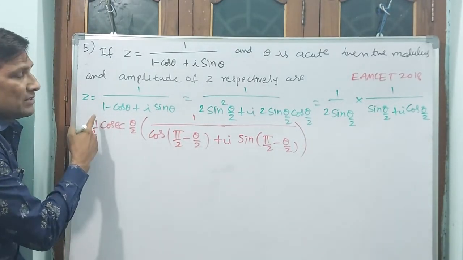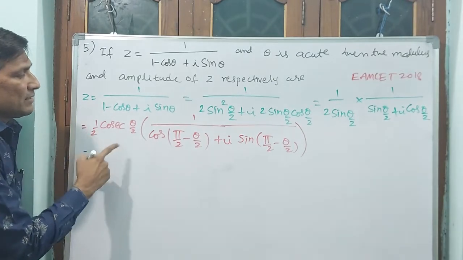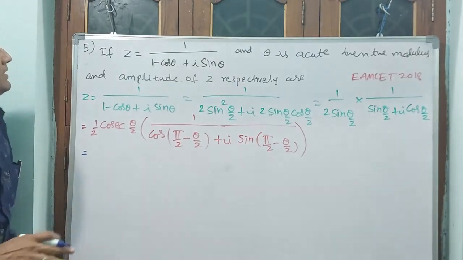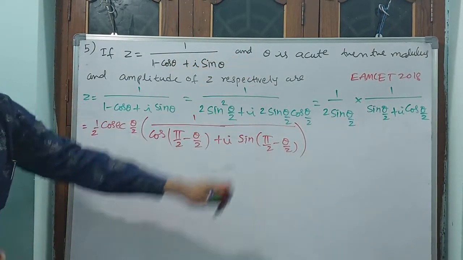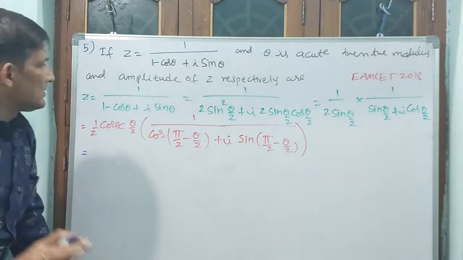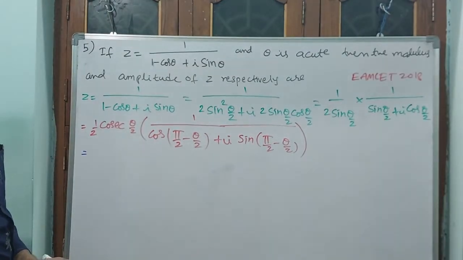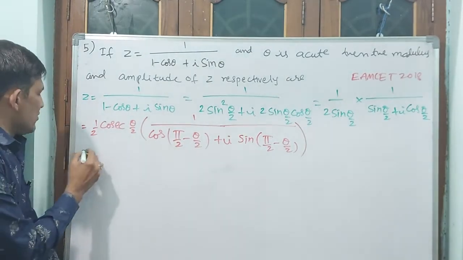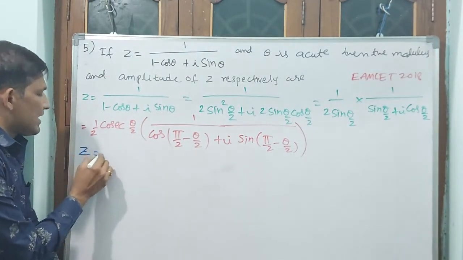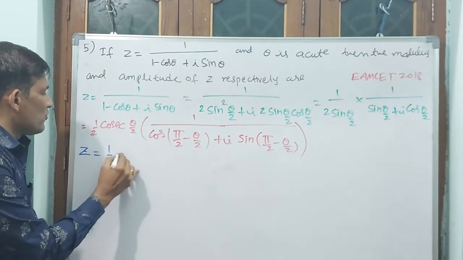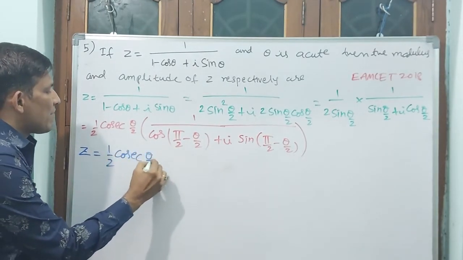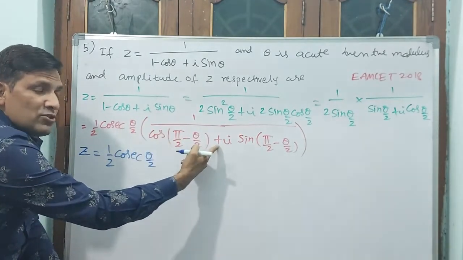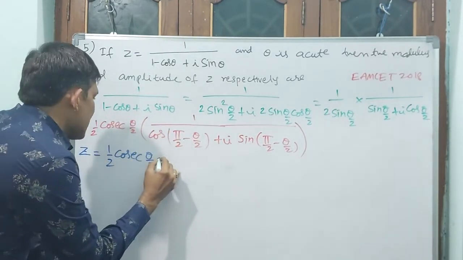First of all, still we are doing this in Z only. Modulus we have not yet found. Let us find only Z first. Don't forget, we are in finding of Z. 1 by 2 cosecant theta by 2. But rather than denominator, it goes to numerator, but the conjugate of this will come. You see what I am writing?